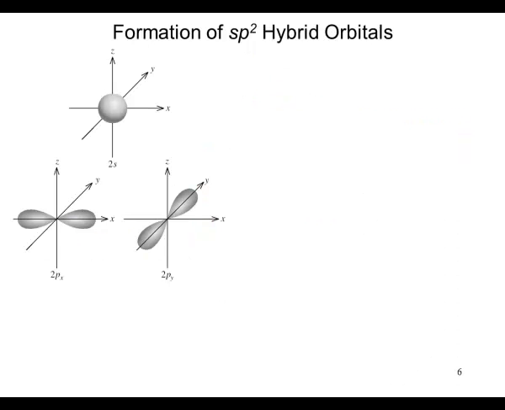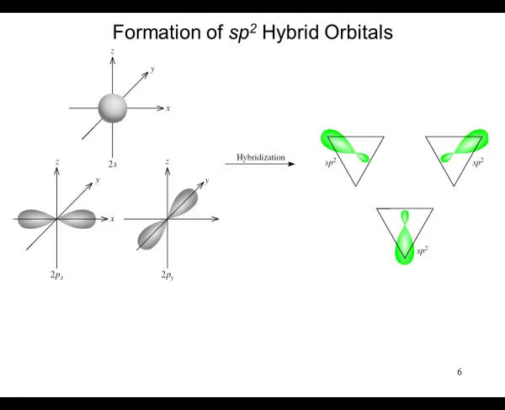The formation of sp2 hybrid orbitals occurs between 1 of the s's and 2 of the p's. The formation is 3 sp2 hybrid orbitals. They are planar, as in the case of boron trifluoride.